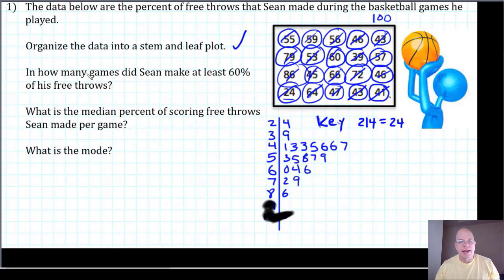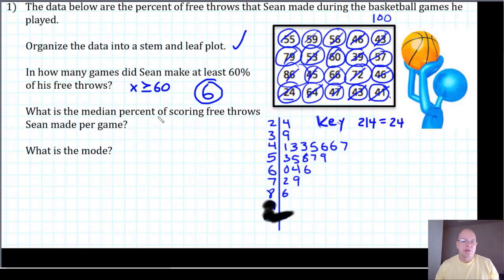The next question says, in how many games did Sean make at least 60%? So at least 60% would be greater than or equal to 60. So how many of these pieces of data are greater than or equal to 60? Well, there's a 60, 64, 66. We can basically just start at the 60 and count how many leaves are greater than or equal. And there's 1, 2, 3, 4, 5, 6. So there were 6 games.